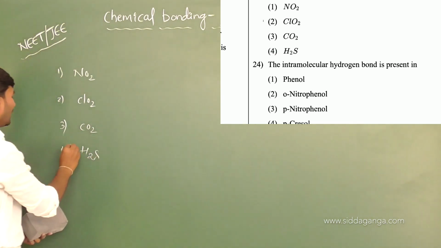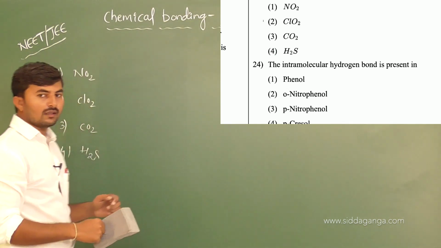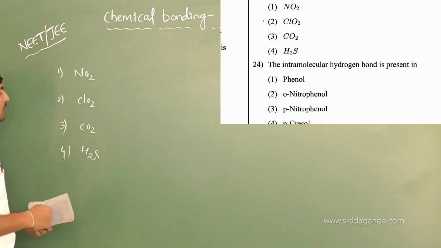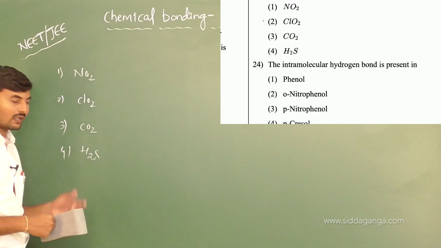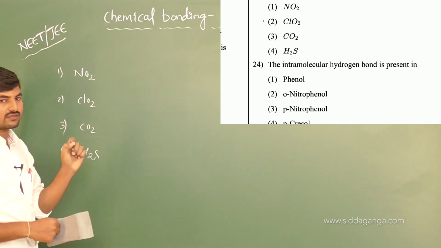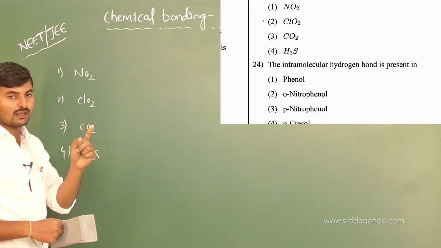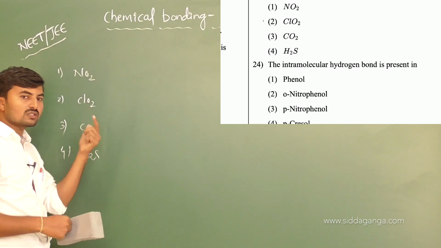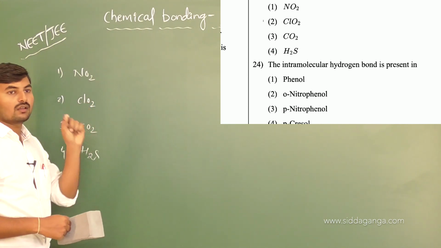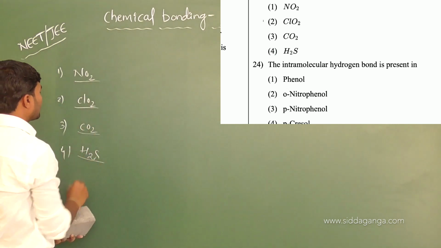This concept will be explained entirely based upon the hybridization concept. The question is: which molecule is linear in nature? If a molecule shows a linear structure, it undergoes sp hybridization. The molecules which show sp hybridization have a linear shape. Among all these, which molecule shows sp hybridization?